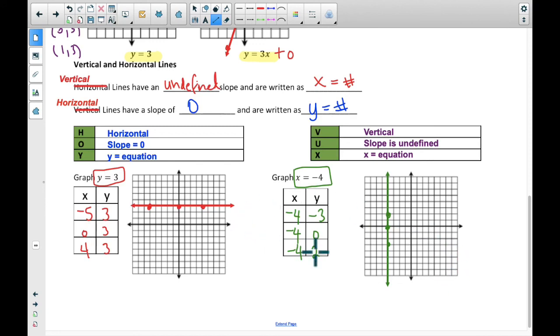So just quickly to go through the mnemonic again. When it is y equals, that's HOY. It's a y equals kind of equation. It means the slope is 0, and it is a horizontal line. If you have an equation where it's x equals, then that's the VUX. And that means you have an x equals equation. It means a vertical line, and it means the slope is undefined. Okay, that wraps up our 2 lessons on slope intercept form.